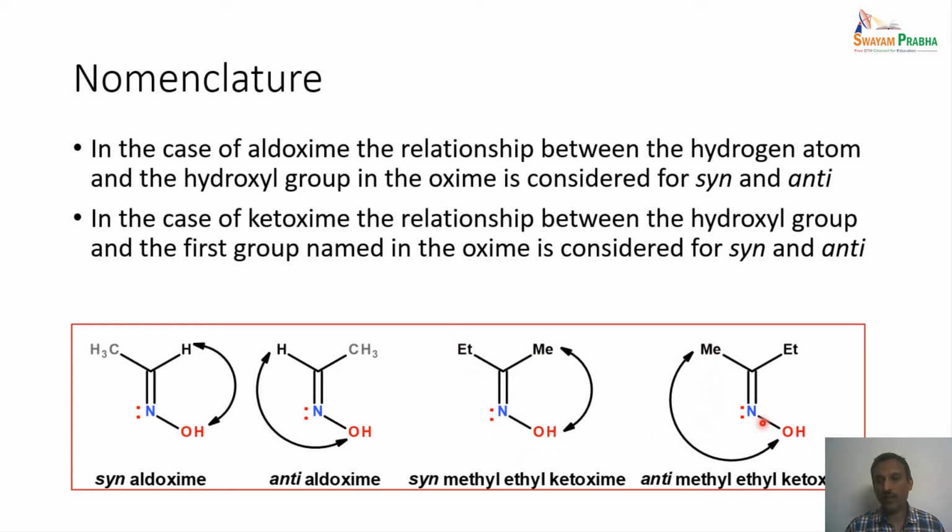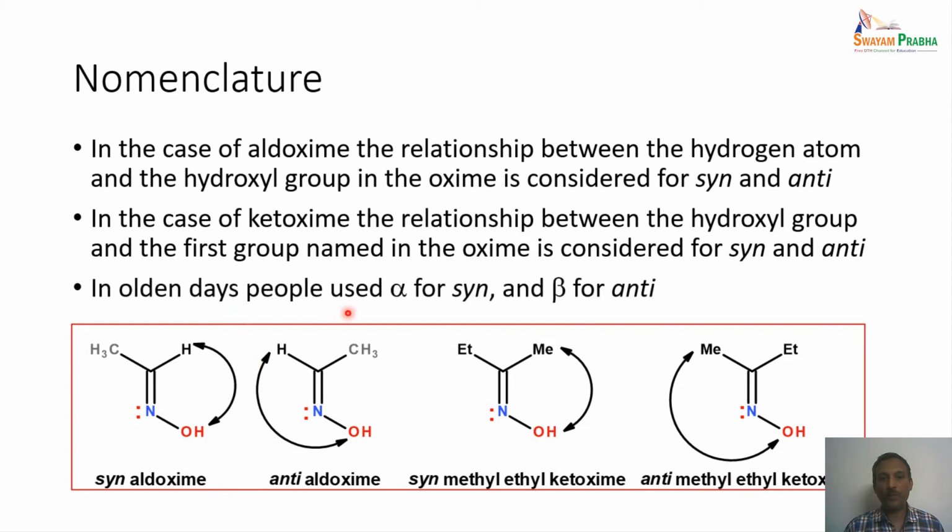And in this particular case, the methyl group and the OH are on the opposite sides of the C double bond N. So this is named as anti-methyl ethyl ketoxime. So we have to have some reference alkyl group. Based on that reference alkyl group, where the hydroxyl is present, the ketoximes are named.